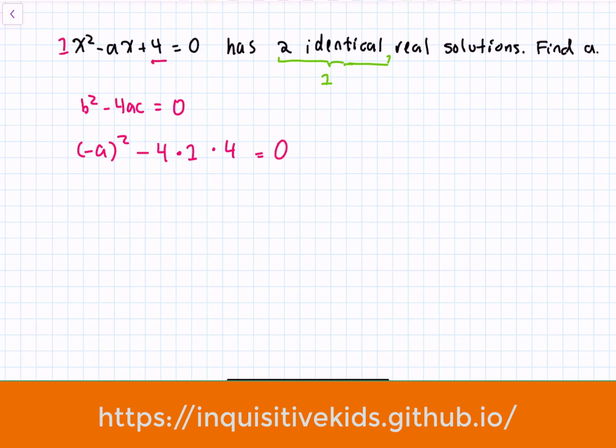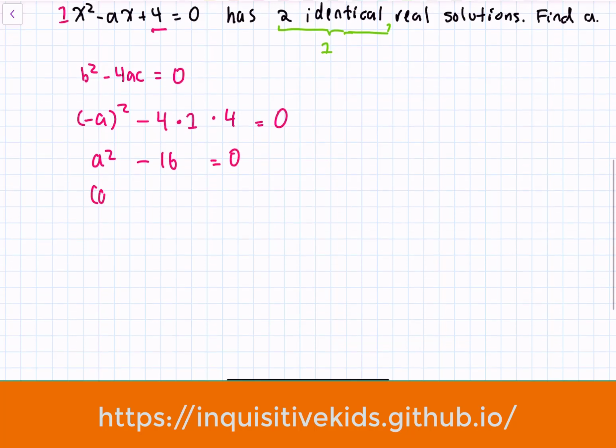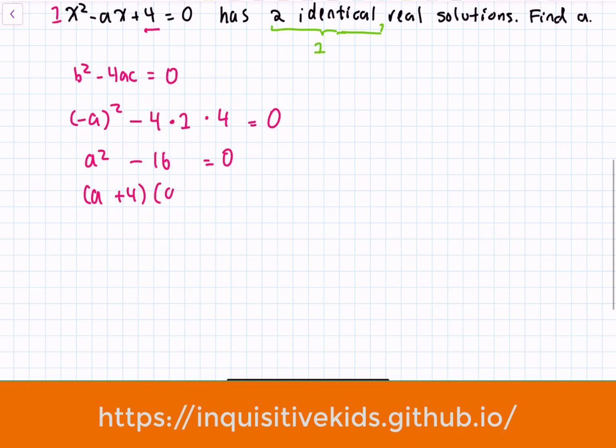Now we can just solve for a. Negative a squared is the same thing as just a squared, minus 16 is equal to 0. You can do a plus 4 times a minus 4, or you can move the 16 to the right. So a is equal to positive or negative 4. And that is our answer for the first problem. Pretty simple. Now let's take the difficulty up a notch.